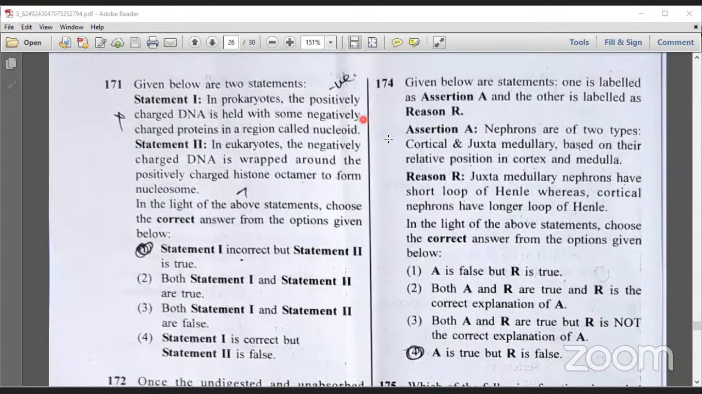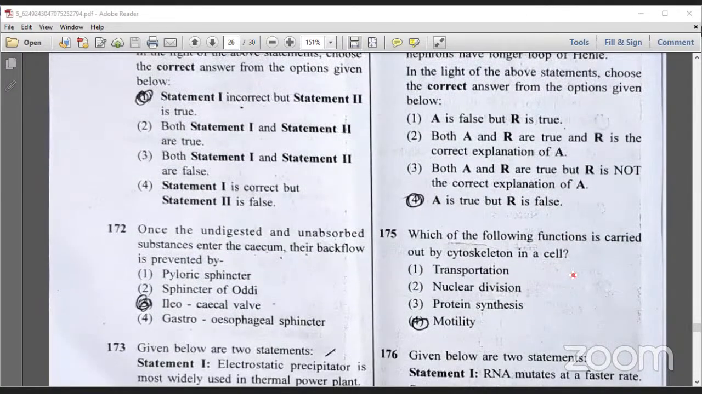And 174, two statements are there. So we are supposed to select which of them are right. Assertion, two types of nephrons are there. Yes, cortical and juxtamedullary nephrons are there. And juxtamedullary nephrons will have long loop of Henle. And cortical nephrons will have short loop of Henle. So reason is wrong there. Assertion is true, reason is false.